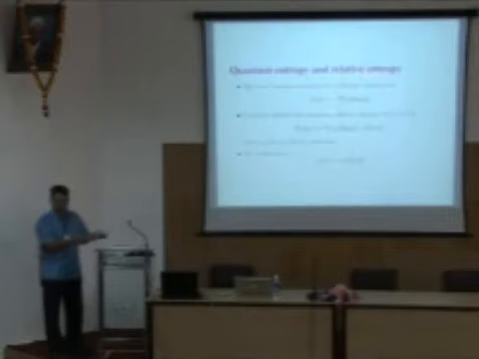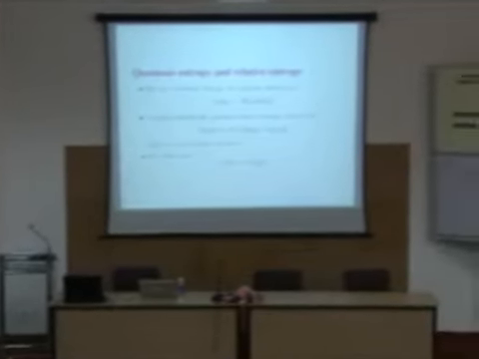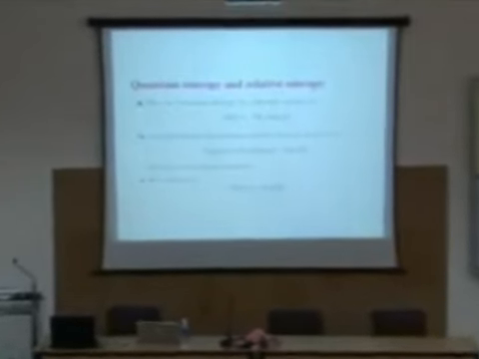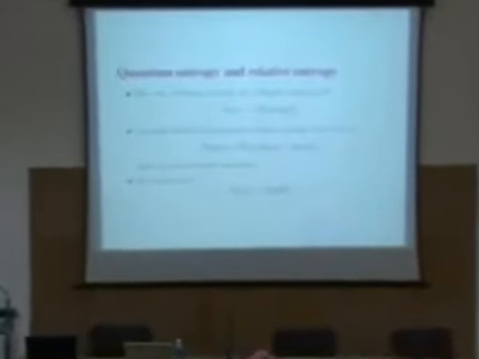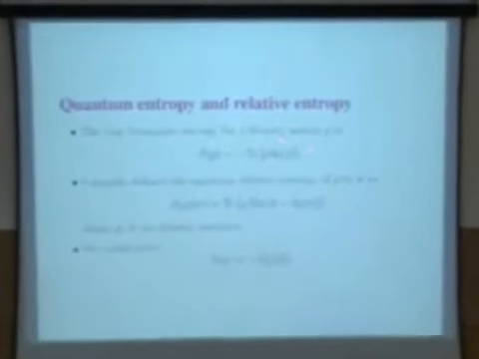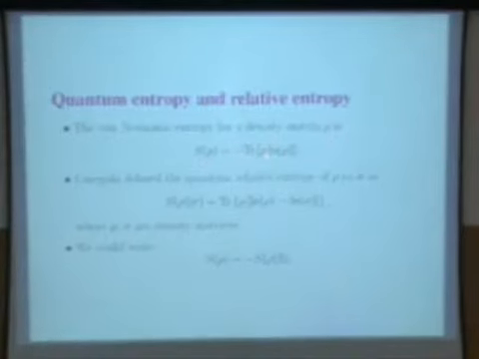So let's start with quantum entropy and relative entropy. This is what I'm going to do in most of this talk. Only in the later part of the talk, I'm going to talk about some selected topics. So let's start with the definition here. The von Neumann entropy for a density matrix rho is given by minus trace rho log rho.